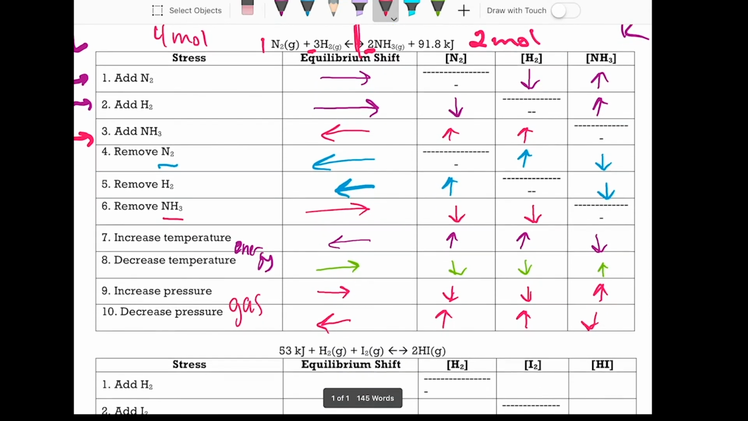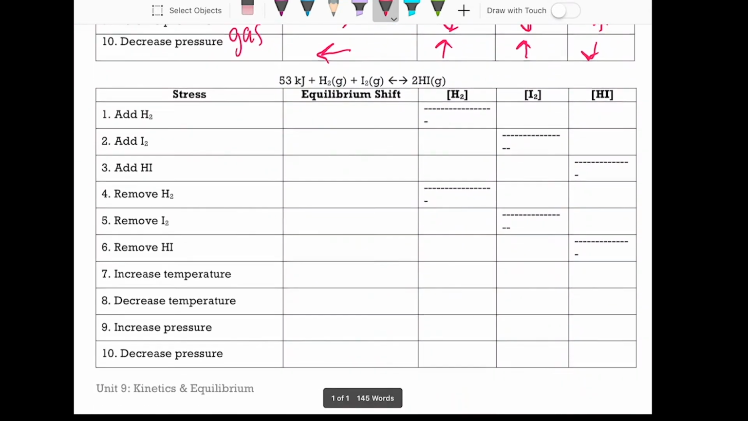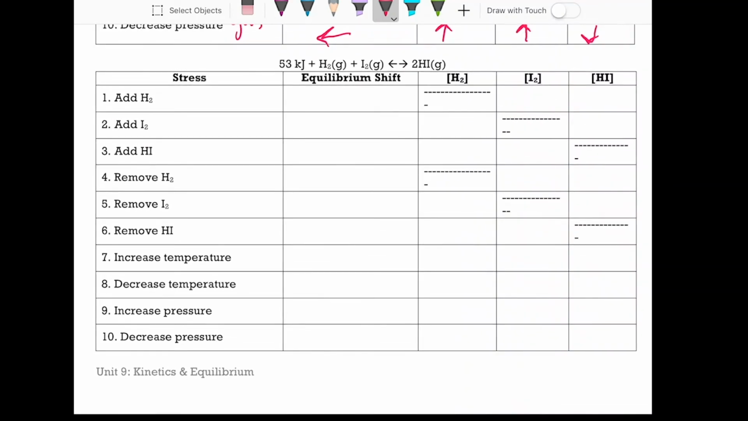On the bottom is another chart. If I were you, I would pause this and then work on it, and then watch to go over the rest of it. So, welcome back if you paused it. Good job.